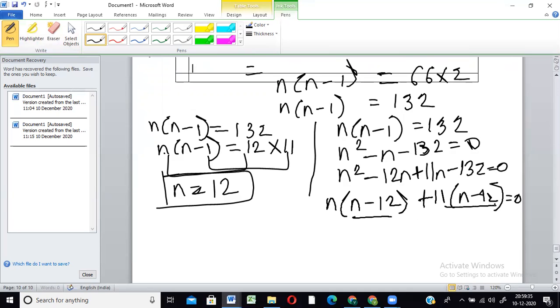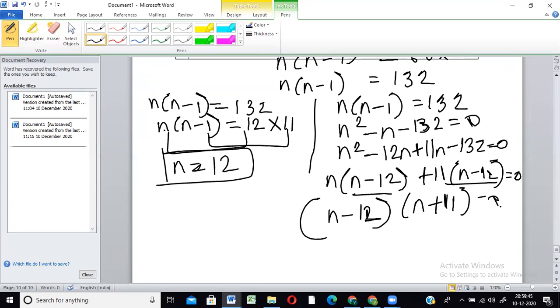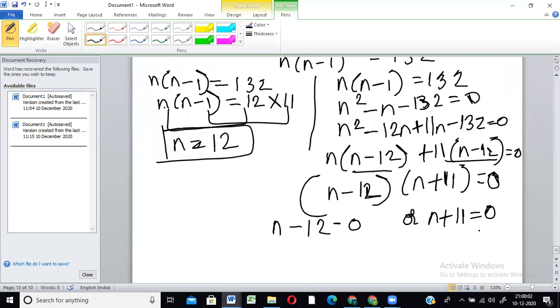So what is the common thing over here? n minus 12, and then n plus 11. That's the two things remaining. So here we have this equal to 0. We have two things which on multiplying give us 0, which means either of the two brackets has to be 0. Either n minus 12 should be equal to 0 or n plus 11 should be 0. Suppose n minus 12 is equal to 0, then we will have the value of n as 12. Or if n plus 11 is equal to 0, the value of n will be equal to minus 11.